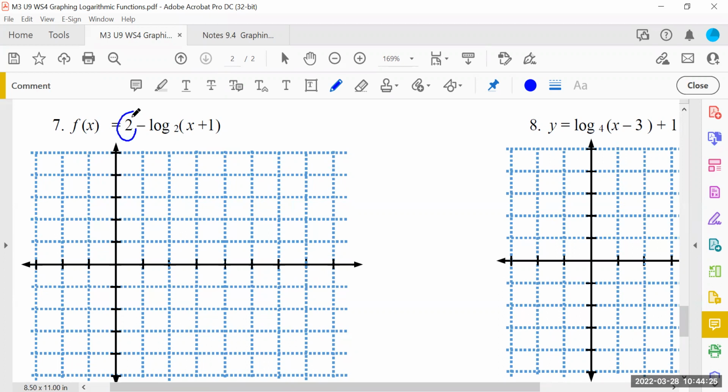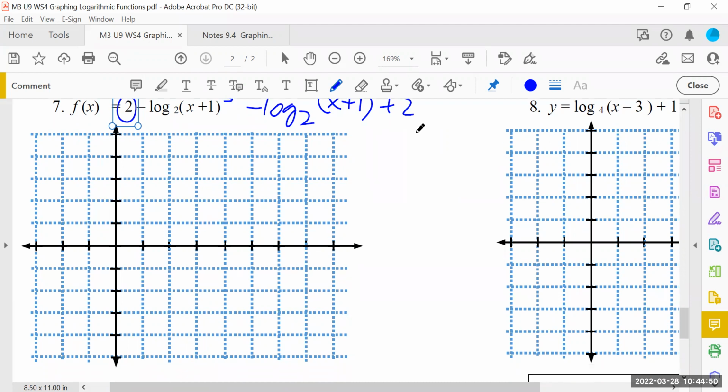This 2 is a k value. Move it. Rewrite this as the negative log base 2 of x plus 1, plus 2. That 2 is positive. It should go on the end. The negative is in front of the log. It stays there as essentially your a value.